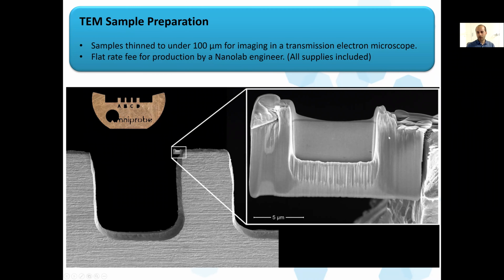This is a reasonably complicated process. So in general, we don't have users do it themselves because it requires a heavy commitment on training. So we typically will do that for you. And there's a flat fee for this, and it includes everything. It includes the grid and a box. All you have to do is supply your sample. So this is heavily utilized by the community.